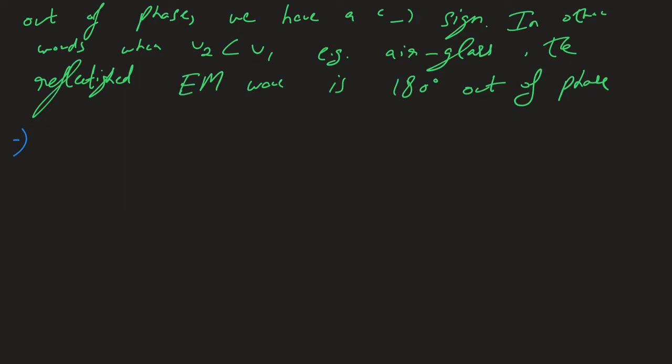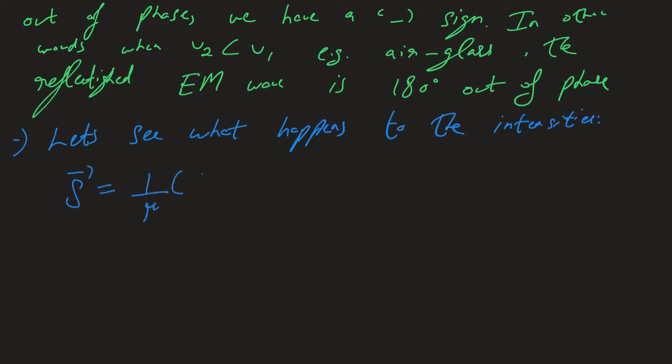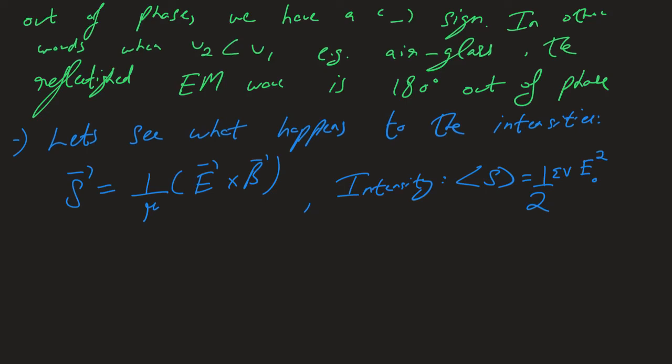So moving on then, let's see what happens to the intensities. We know that the Poynting vector S is given as 1 over mu times E cross B. The Poynting vector, we discussed this in detail, and basically this is the energy transported per unit area per unit time. And in the last lecture, we actually discussed what's called the intensity, and we defined this to be the average of the Poynting vector over one cycle. And for a plane wave, we derived this to be 1 over 2 the permittivity of the medium times the velocity of electromagnetic waves in that medium times E naught squared. So that's the intensity of light.